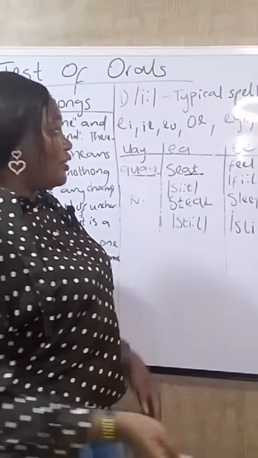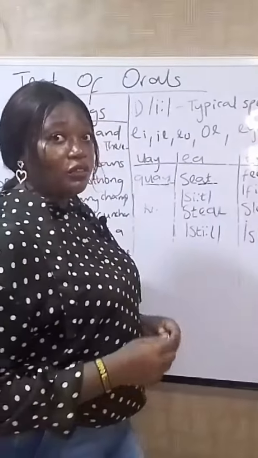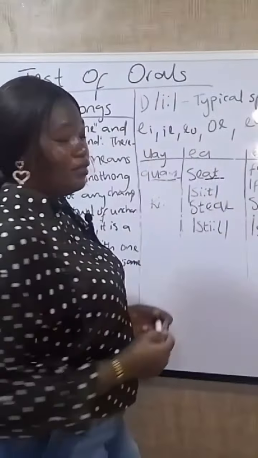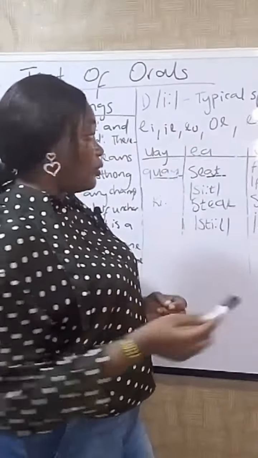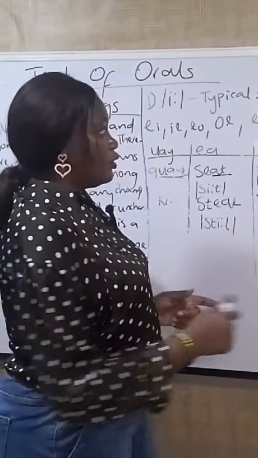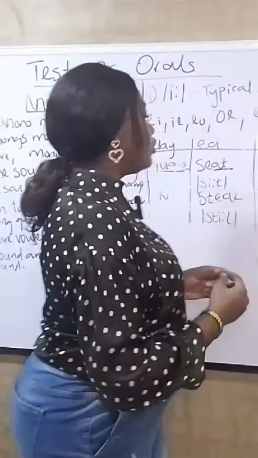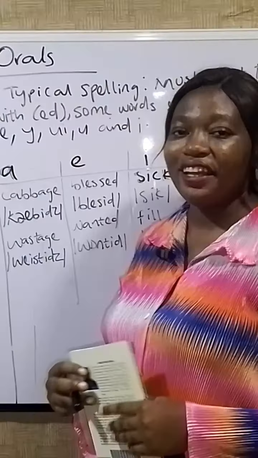So today we are going to be transcribing EI, which is one of the typical spellings for E. In the previous class, we saw the transcription for EE. So this is deceive. To transcribe deceive, you write D.